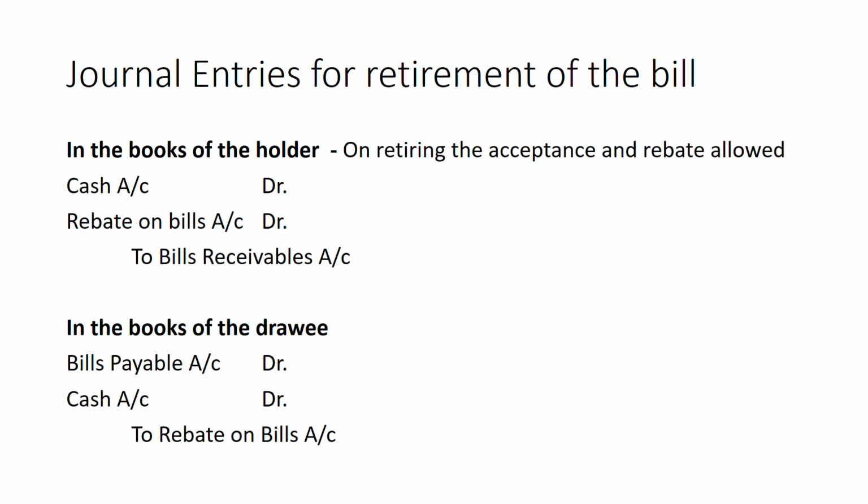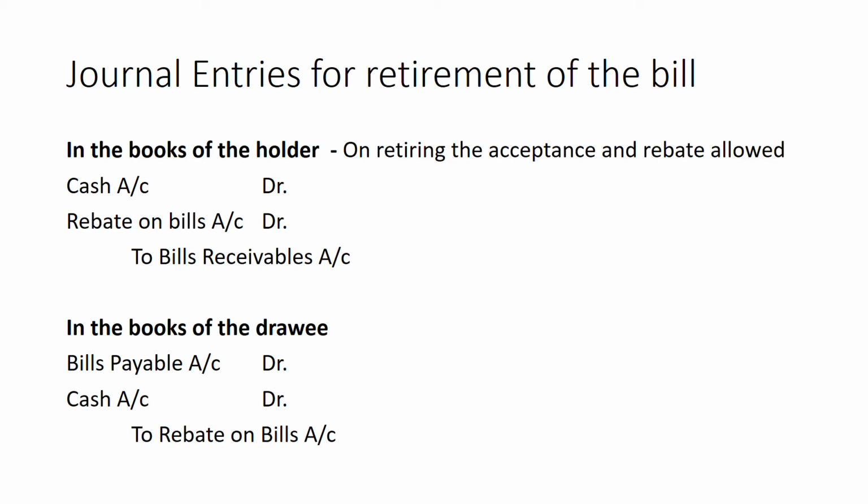The holder is offering a rebate or discount. He is agreeing to give some additional discount and accept lesser amount than the real bill amount. So, cash account debit, rebate on bills account debit to bills receivable account. And in the books of the drawee, he is making the payment for the bills payable account debit to cash account.